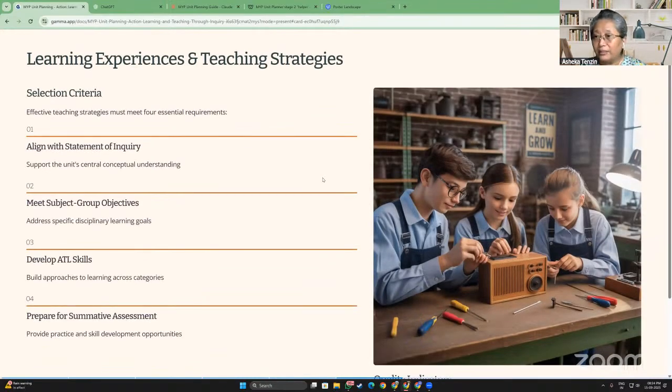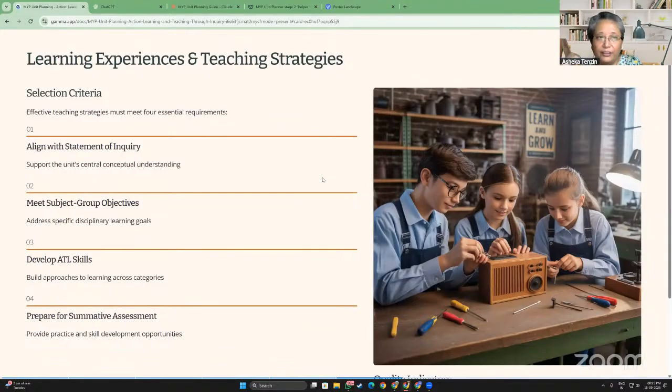Now, this section, if you're using ManageBac or Toddle, learning experiences and teaching strategies, this is the place where you are going to put in your ATLs. What are the different strategies that you are using in order to develop the ATL skills along with the teaching of content? So you have to integrate both ATL skills with the content.